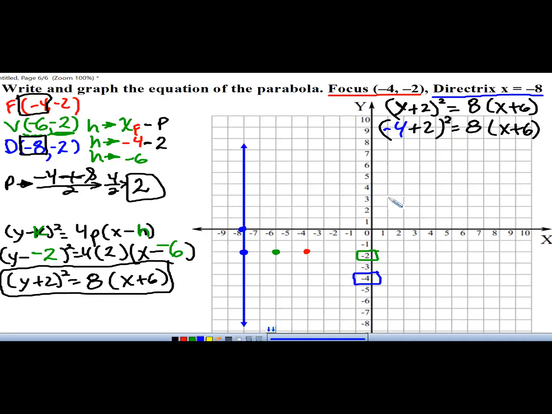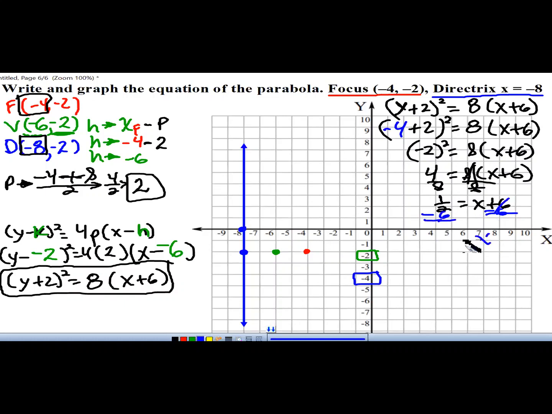Okay. So let's see, -4 plus 2, that's -2 squared equals 8, parentheses x plus 6. -2 squared is 4 equals 8, parentheses x plus 6. Solve for x, so we divide by 8 both sides. That leaves us with 1/2 equals x plus 6. To solve for x, what do we do? Subtract 6. So that leaves us with x equals, what is -6 plus 1/2?